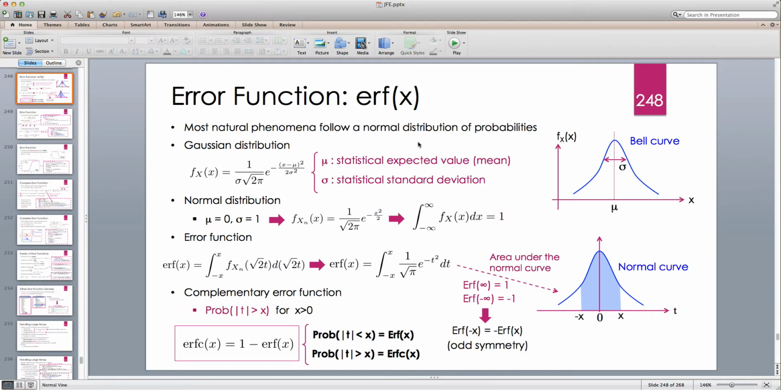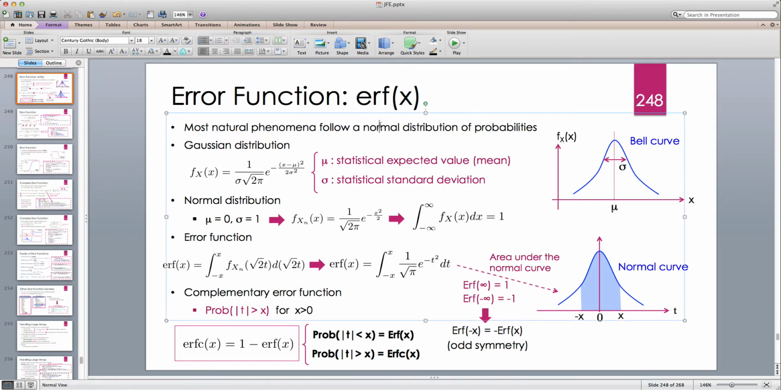In this tutorial, I'm going to continue our discussion on special functions, and we're going to look at a very famous function called the error function, and it has a family of functions, the complementary error function, etc. So what is the error function?